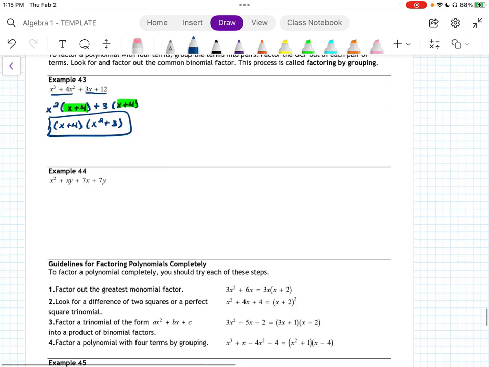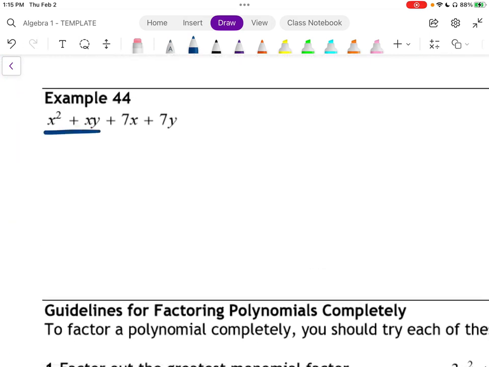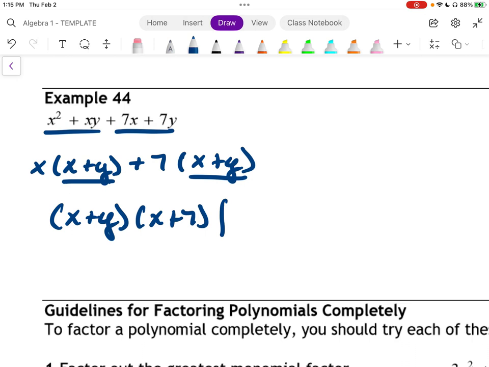All right. Let's look at number 44 now. The first 2, we can pull out an x, and we're left with x plus y. The second 2, we can pull out a 7, and we've got x plus y again. The x plus y's are in common, so they can come out front. We can factor that out. And then we're left with an x plus 7. And that's that.